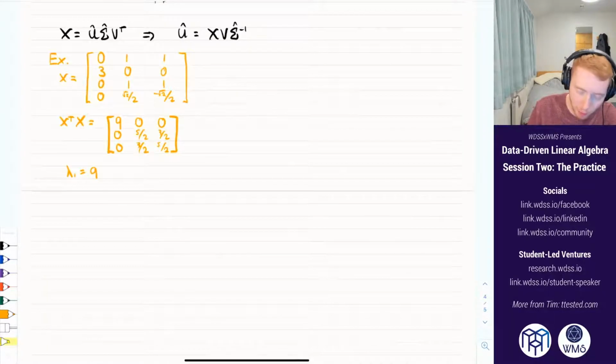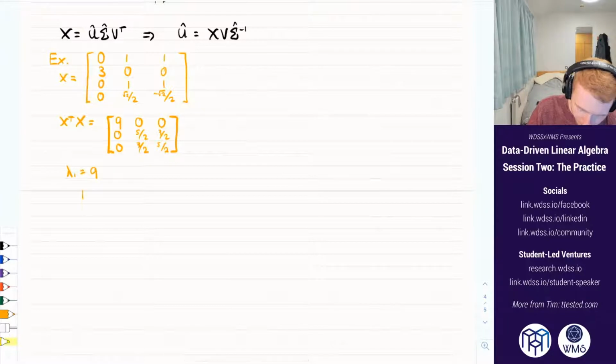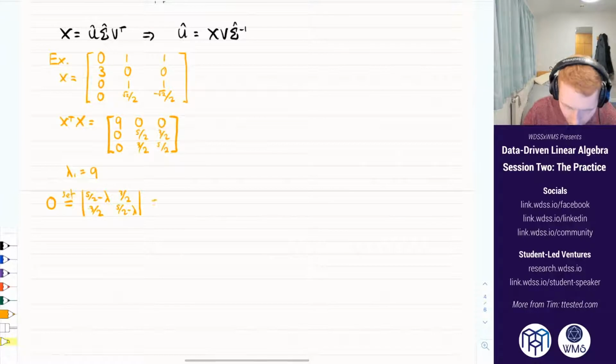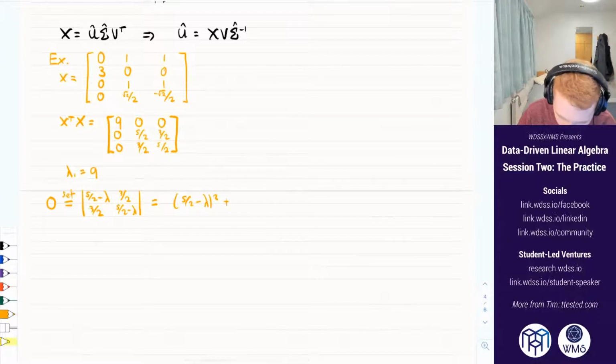So now we're going to take the matrix at the bottom here, with 5 over 2, and we're going to subtract away lambda times the identity. We leave the non-diagonals as they were before, and we set the determinant equal to 0. Okay? And so this is going to give us (5 over 2 minus lambda) squared, if you remember how to do your determinants, minus 9 over 4. That should just be subtracted away.